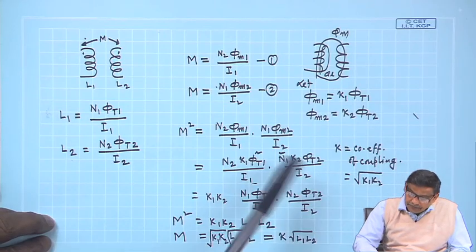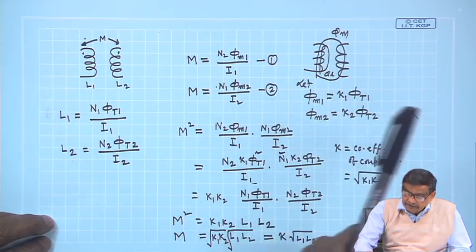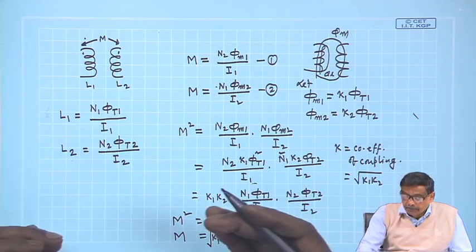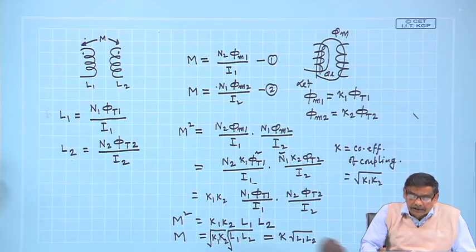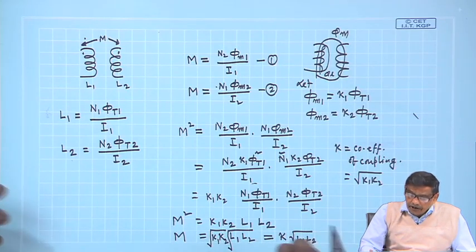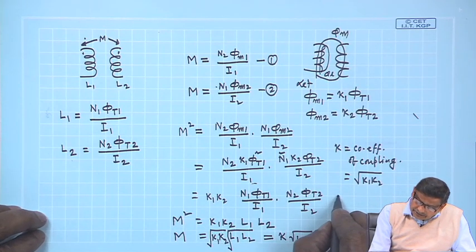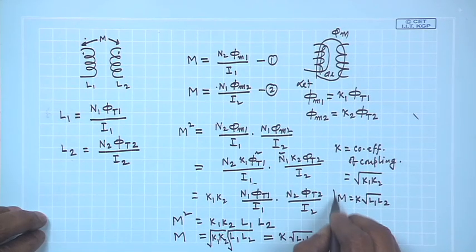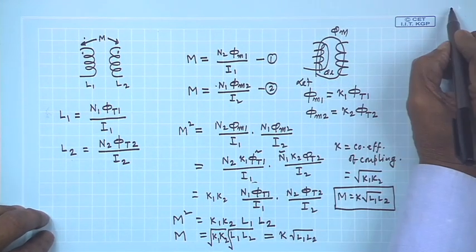What is K1 K2? K1 is how much of the total flux is mutual, a fraction, maybe 0.95, 0.98 for a very tightly coupled coil, and if its value is small, it means it is a weakly coupled coil. If it is 0.5, that means 50% is mutual flux and 50% is leakage flux. Anyway, this is a relationship one should know when talking about self and mutual inductances.